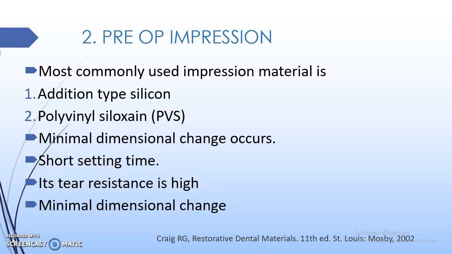Then we have to start with the pre-op impression. The most commonly used materials for it are addition type silicone and polyvinyl siloxane, call it PVS. These materials do not produce a volatile byproduct during polymerization, and therefore minimal dimensional changes occur during setting. It has a short setting time, and its tear resistance is high.